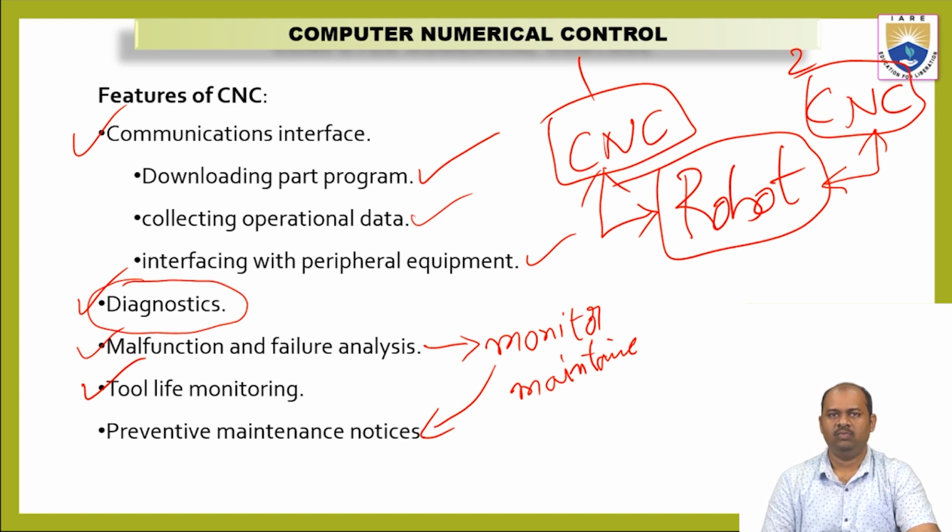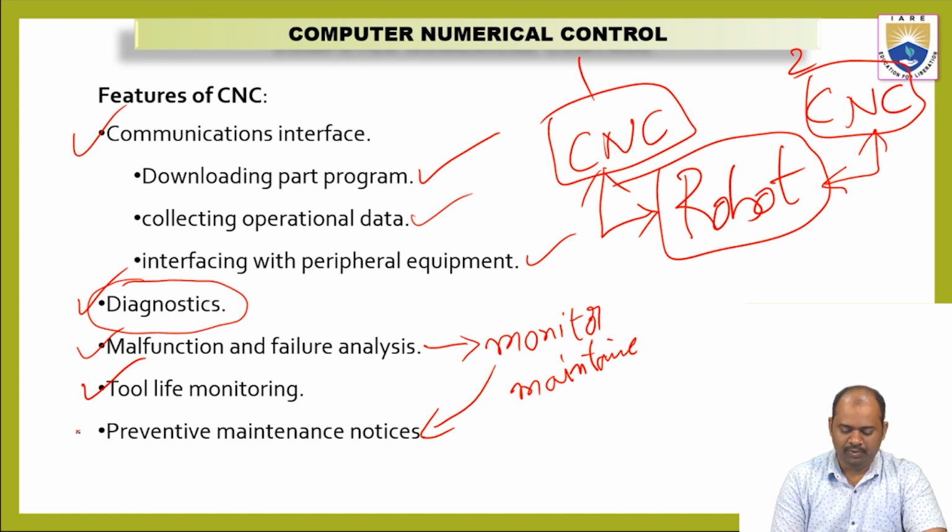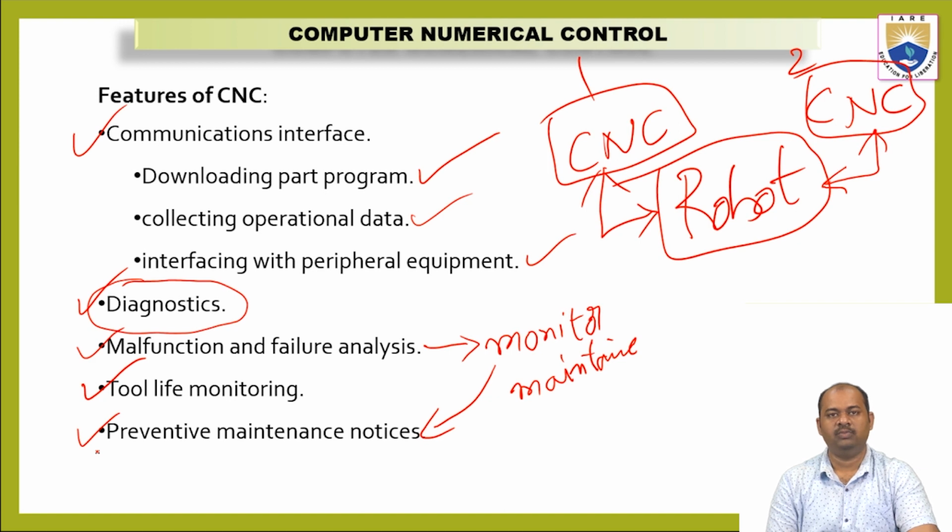We are replacing the human being with the help of a computer. So the computers, with the help of sensors, will collect all this information and they will show it to the end user who is using the CNC machine. So preventive maintenance notices can also be given by the CNC machine. So these are the features of CNC machine.